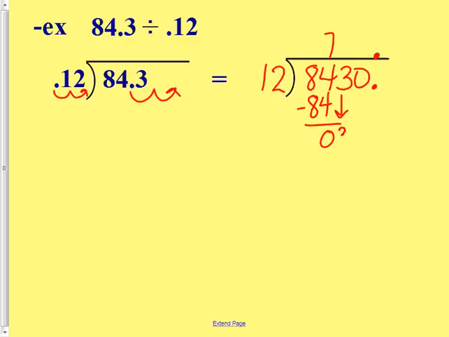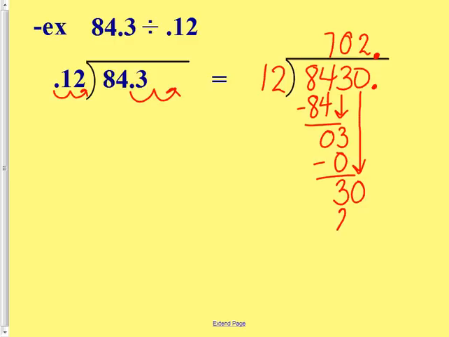The 3 comes down, and 12 goes into 3 0 times. 0 times 12 is 0. 3 minus 0 is 3. And it would have been okay then. Now I can bring down 0. It would have been okay to bring down the 3 and the 0 both in the same line. However, if you do that, you have to remember to put a 0 in your quotient to reflect the fact that you did that.